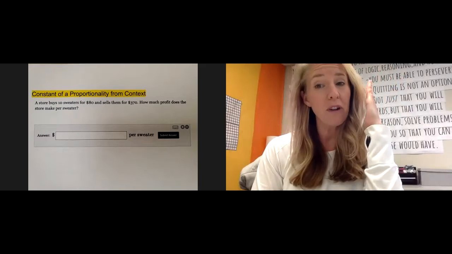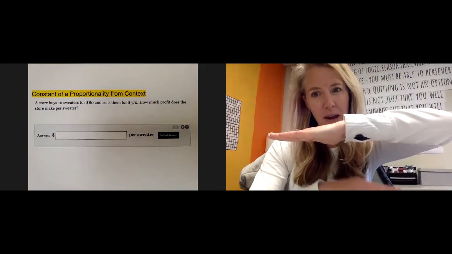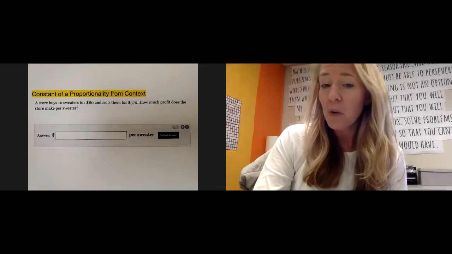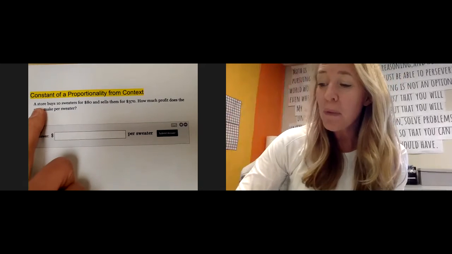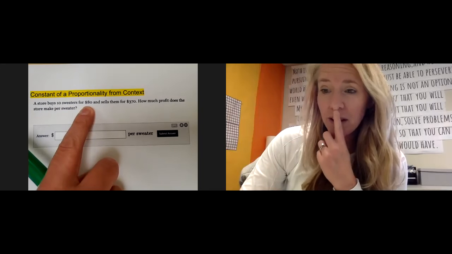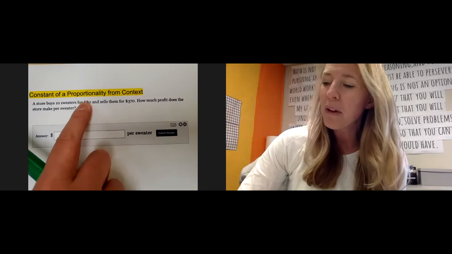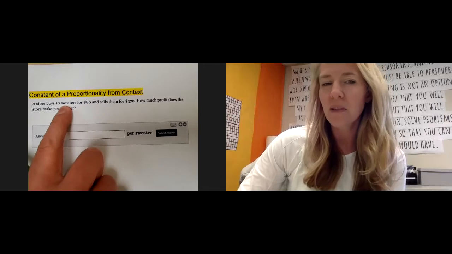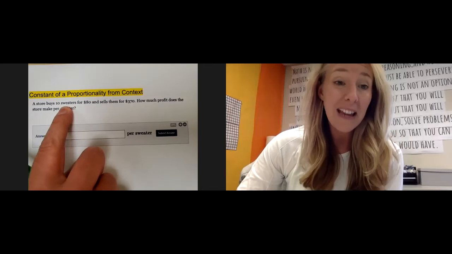So you literally just make a fraction with this number on top, and then you divide by this number on the bottom. Okay. All right. So what you need to do, ignore that, is a store buys 10 sweaters for 80 bucks. So right there, you might be able to say, oh, how much do they buy each of them for? Think about that. They spent 80 bucks on 10 sweaters. Well, that's 80 divided by 10 sweaters is $8 each, right?